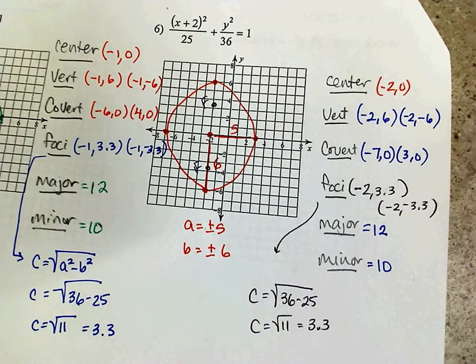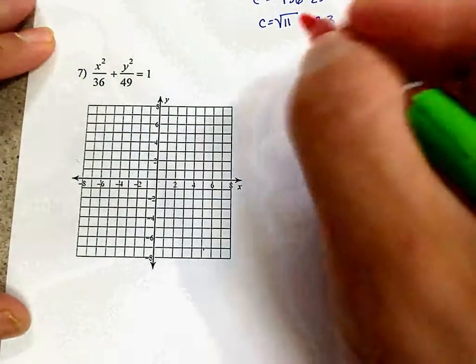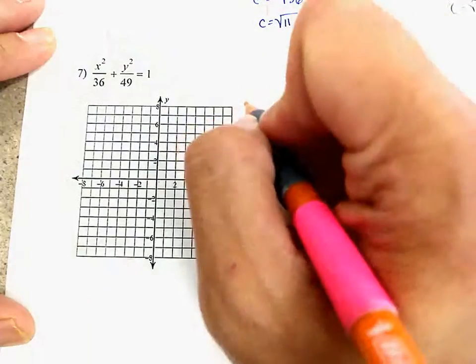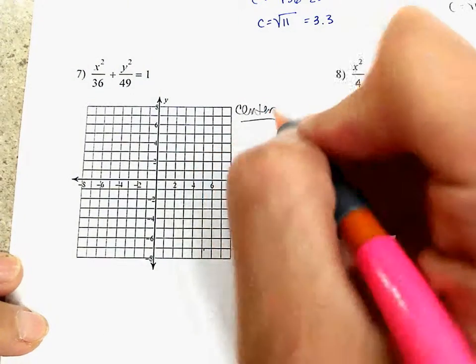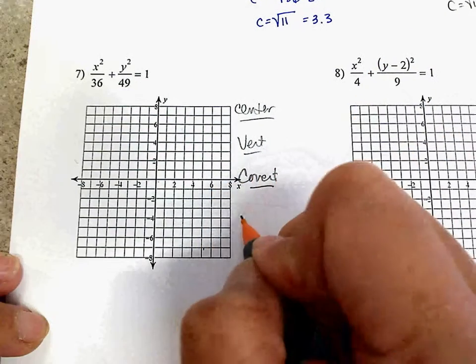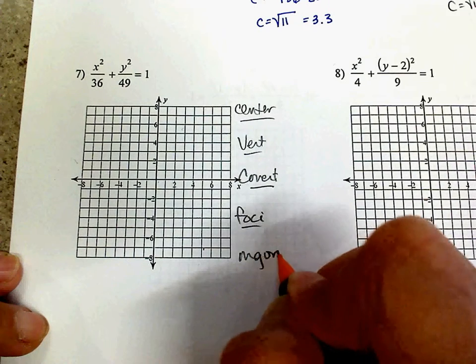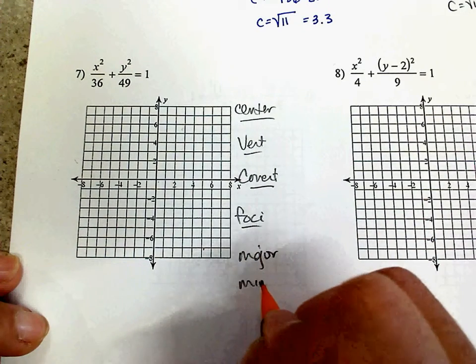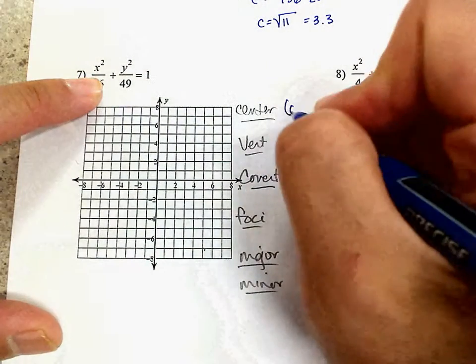Number 7. Okay? Let's write out what we need. Center. Ooh. Vertices. Co-vertices. Foci. Major. Minor. All right. Center here is 0, 0.